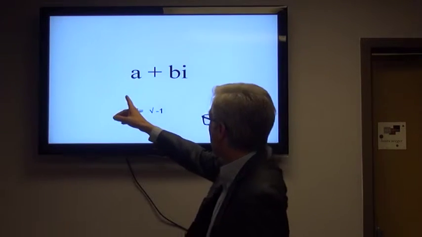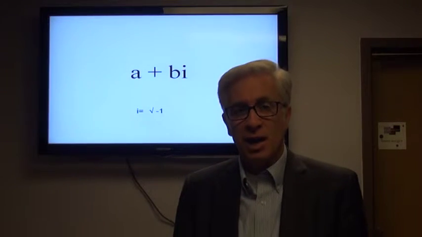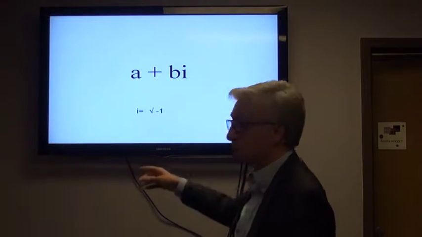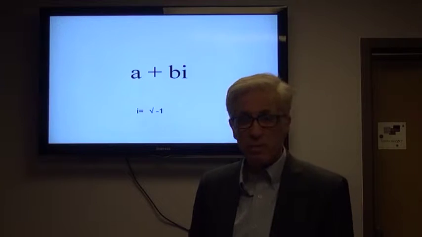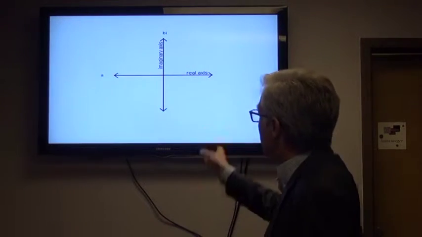It's a real number, a, plus another number times i. And i is called an imaginary number. It's represented as the square root of negative 1. It takes its own kind of timeline to represent it. In fact, it's not a timeline at all.